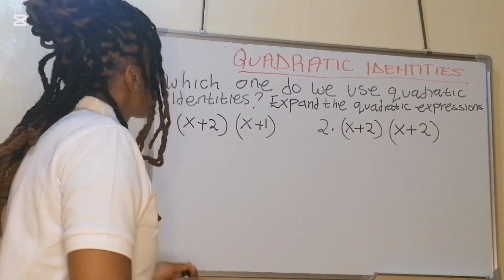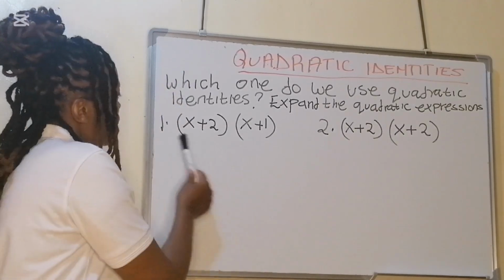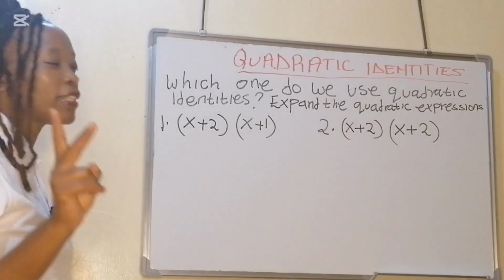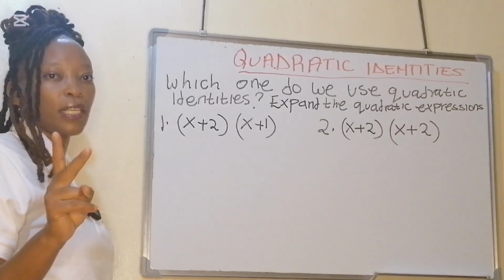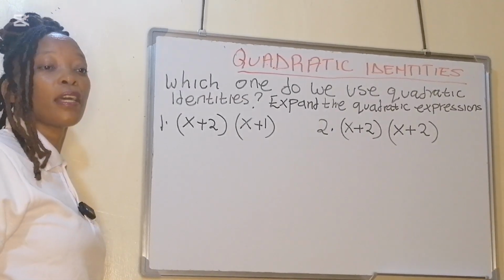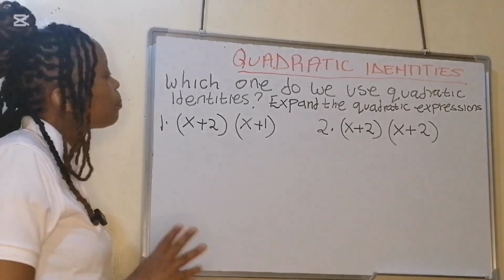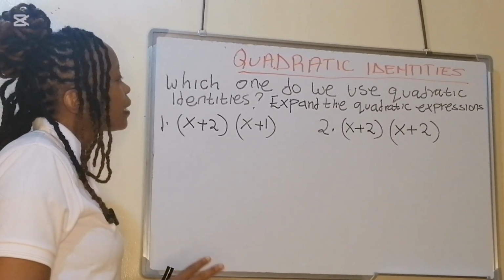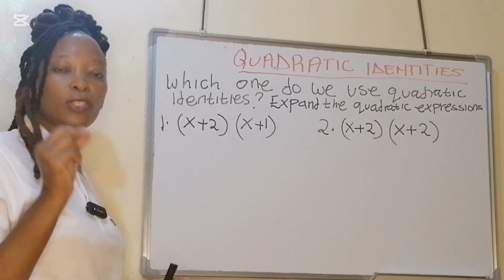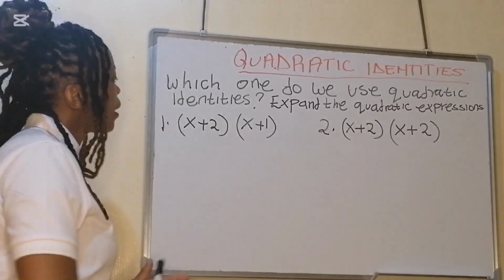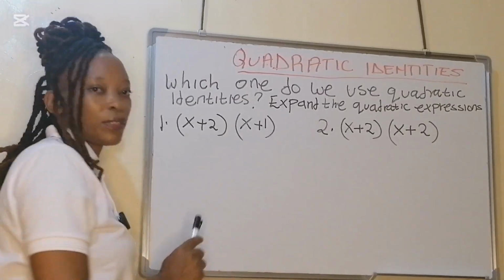Now we have two quadratic expressions. The first one, number 1, and number 2. I keep repeating because most of the students don't get it the first time. At least when you repeat a minimum of 3 times, most students will get it. So what am I saying? We have two quadratic expressions.